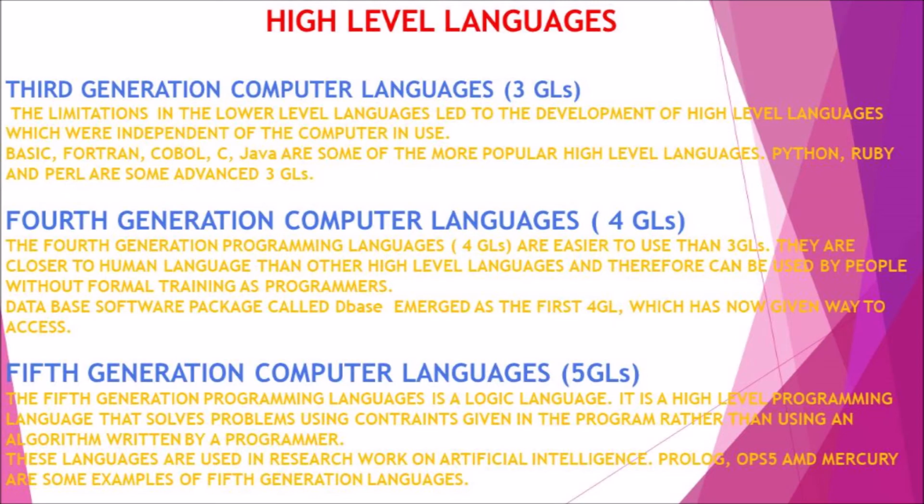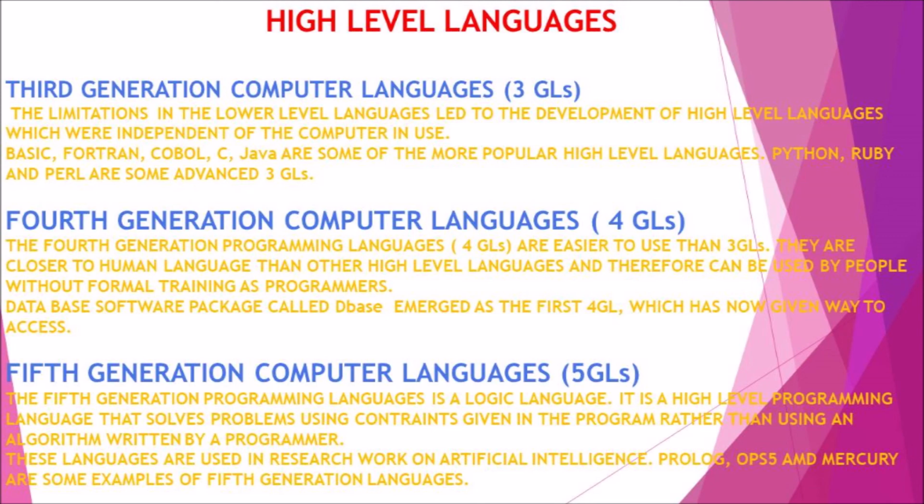And next one is the high level languages. The remaining three generation computer languages come under the high level languages. So the third generation computer language. The limitations found in the low level languages led to the development of the high level languages. These high level languages are independent of the computer, whereas the low level languages are dependent. High level languages are independent of the computer in use.